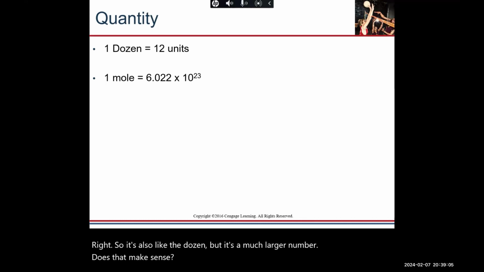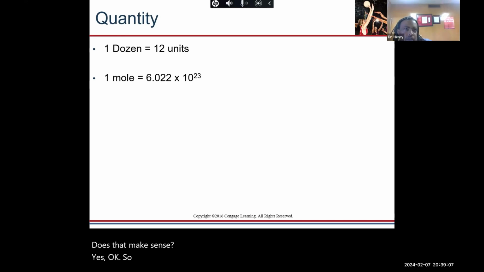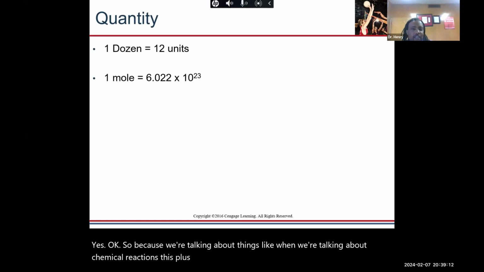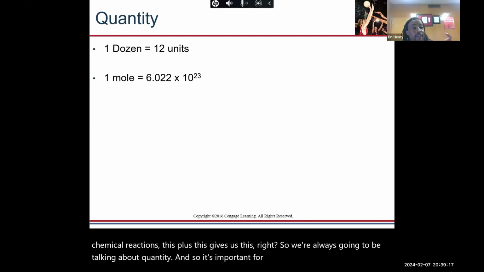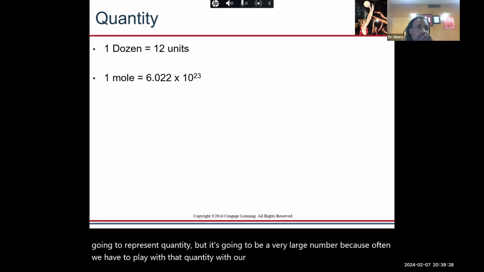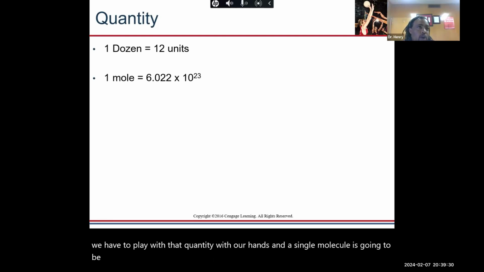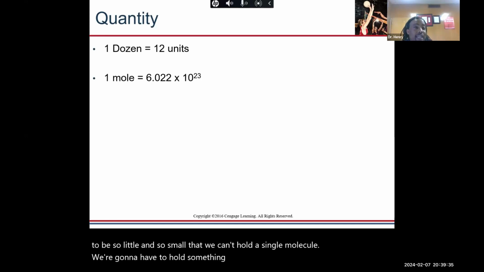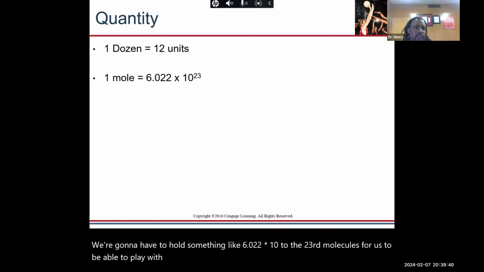Because when we're talking about chemical reactions, this plus this gives us this, right? So we're always going to be talking about quantity. And so it's important for us to understand that the mole is going to represent quantity, but it's going to be a very large number because often we have to play with that quantity with our hands. A single molecule is going to be so small that we can't hold a single molecule. We're going to have to hold something like 6.022 times 10 to the 23rd molecules for us to be able to play with it and use it for things. Okay.